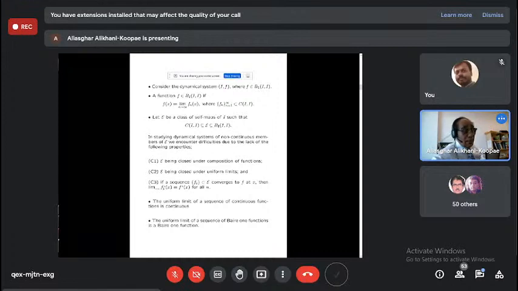If our class of functions does not have those properties, we might run into some difficulties, okay? So the uniform limit of a sequence of Baire one functions is Baire one, so that's not a problem. The composition of a Baire one function with itself might not be Baire one, so we might have a problem there. And let's go even to the class of continuous functions. If we have a sequence of continuous functions, and that sequence pointwise converges to f, it means that our f might not be continuous.